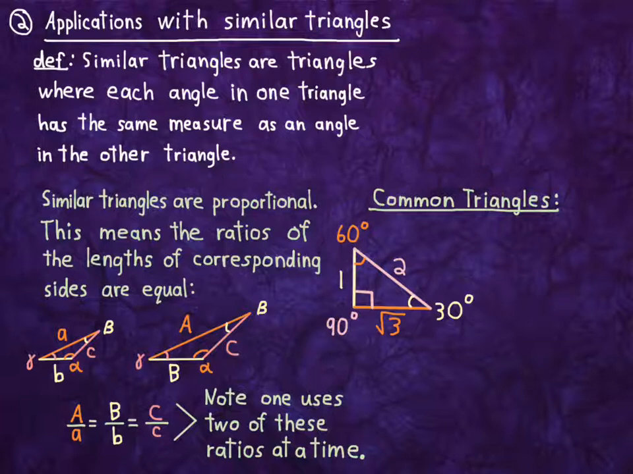side is 1, right? The largest angle is 90 degrees, and so the hypotenuse is the largest one. And that happens to be twice as big. So that's 2. And then the third side, the second leg, is square root of 3. And you just have to remember square root of 3.